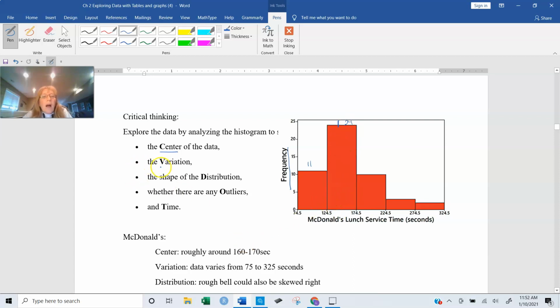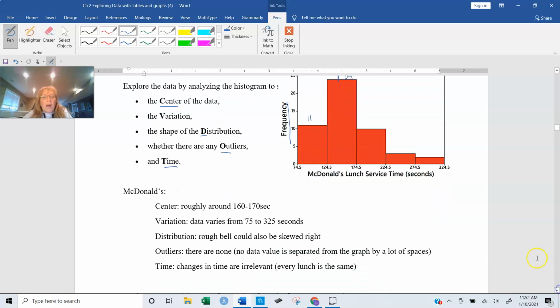Okay? I want to look at the variation. How does it change? I want to look at the distribution. What does it look like? Are there any outliers? And is there any time involved? Well, if you look at our data, it's roughly around 160 to 170 seconds. Because when you look here, my data is going to fall here. The 25th is going to be in this area somewhere, which is probably 160 to 170 seconds. This is an educated guess.